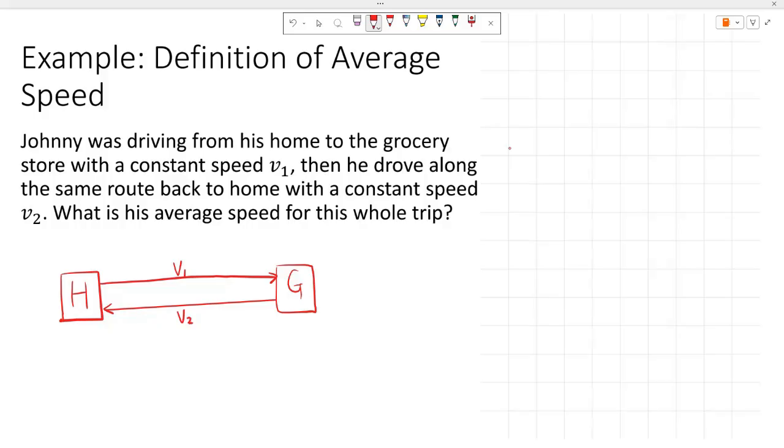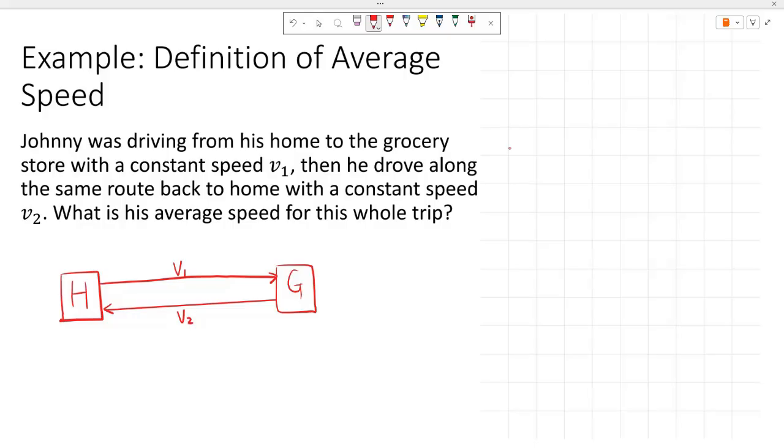And the speed on the way back will, of course, most likely be a different speed, right? There's no reason to have the same speed as before. So let's say the speed on the way back from the grocery store to the home will be a constant speed v2. So the question is, what do you think will be the average speed of his whole trip? We're not concerned with just the trip on the way out or coming back. Let's take the whole trip, going out and coming back.